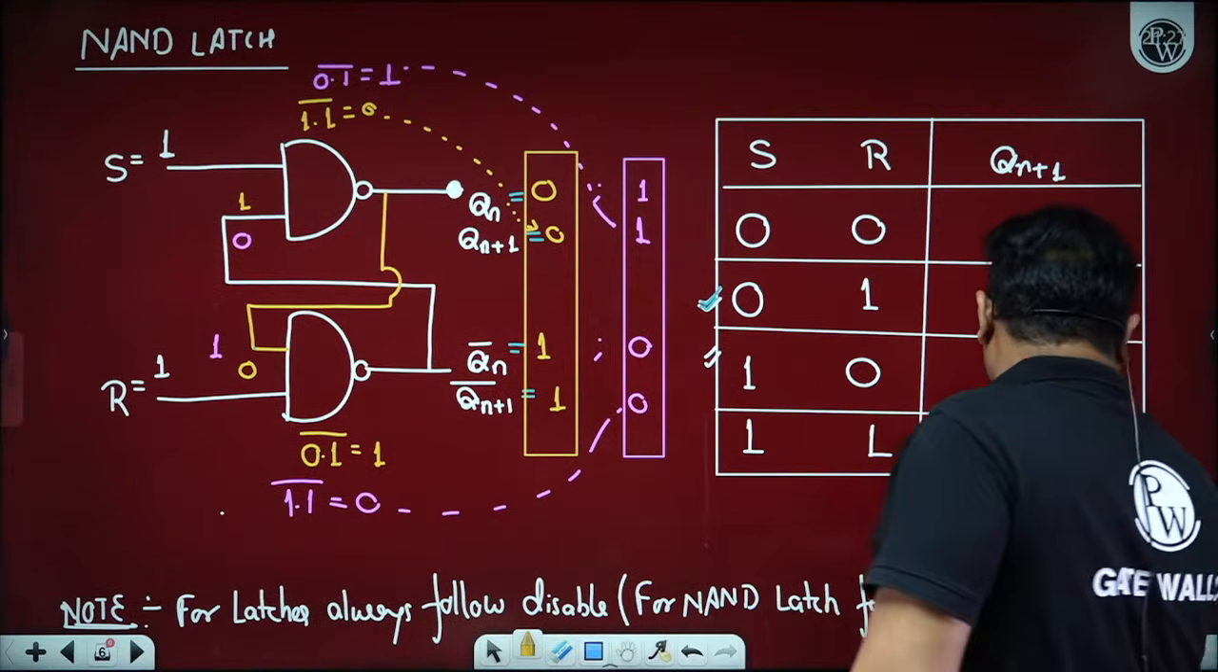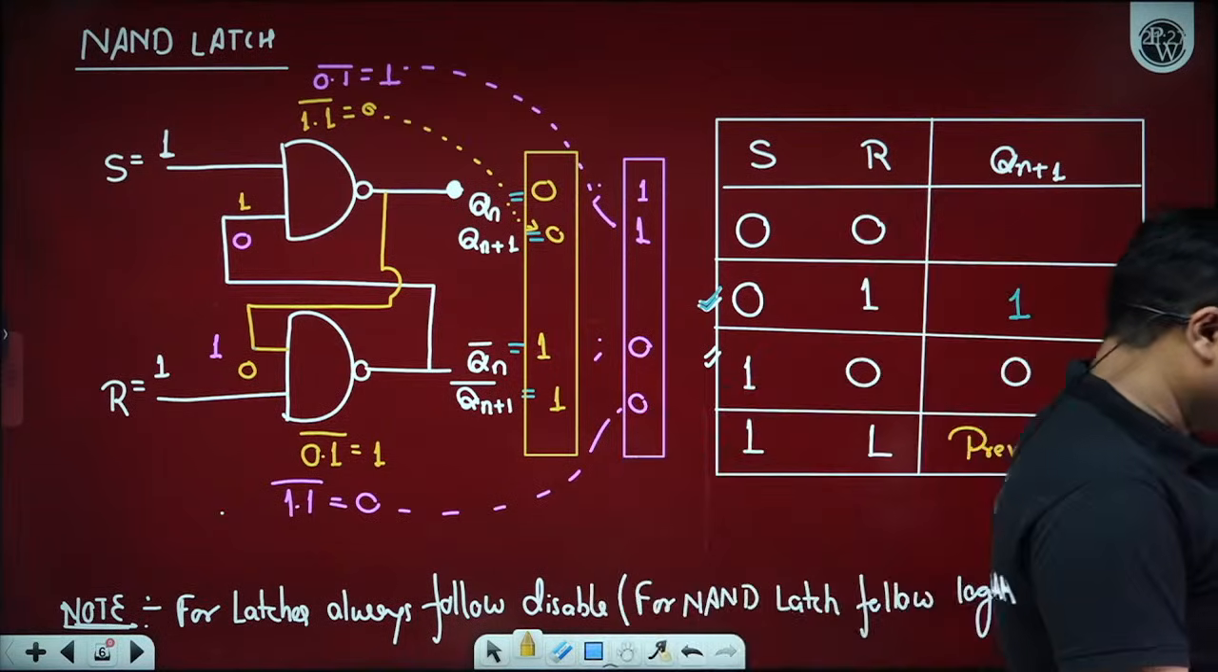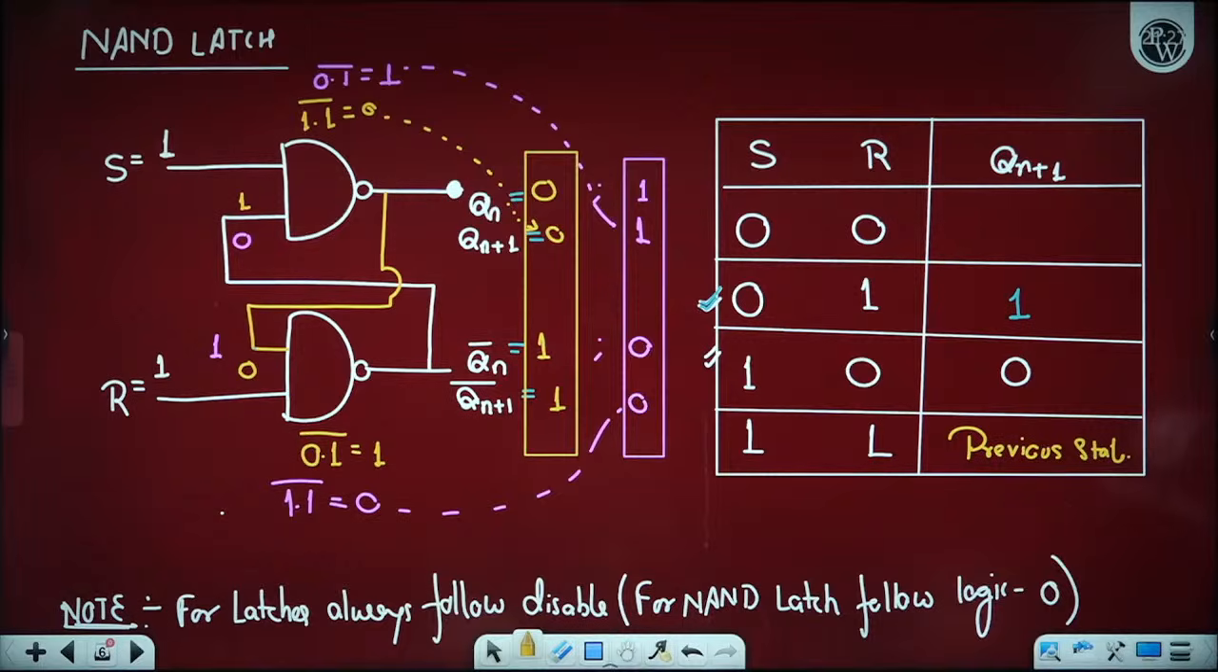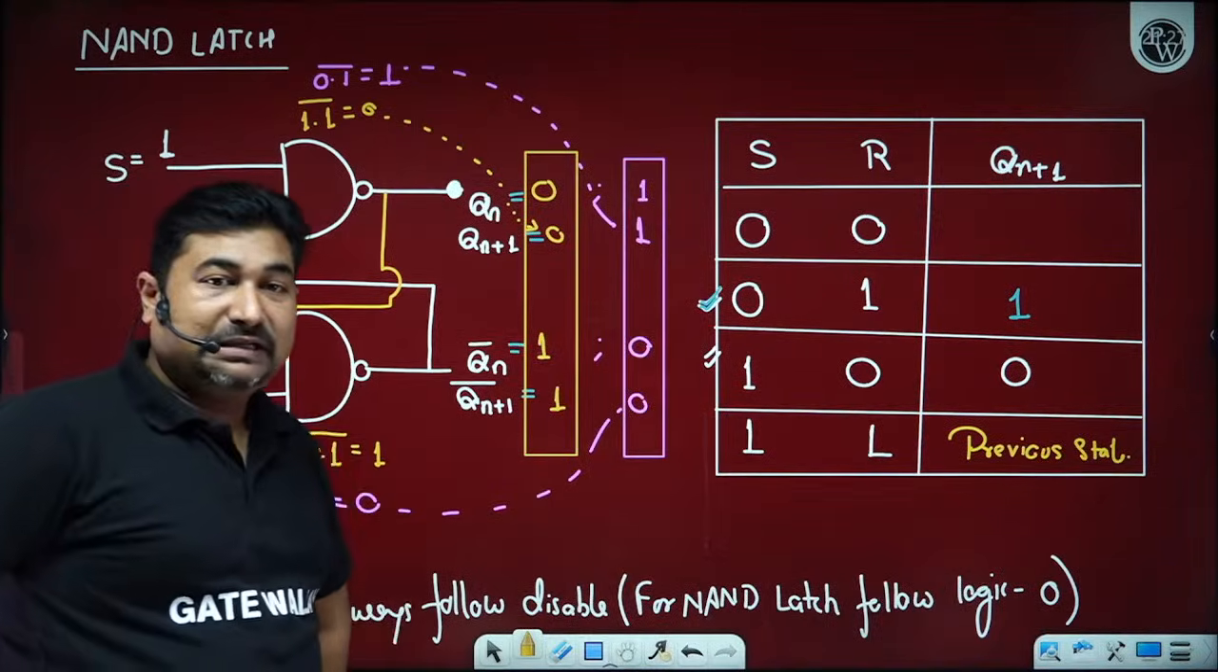How many of you able to understand? Please let me know by writing in the comment section, beta ji. How many of you able to understand up to this part? Please let me know by writing in the comment section. Beta ji, I need your response.